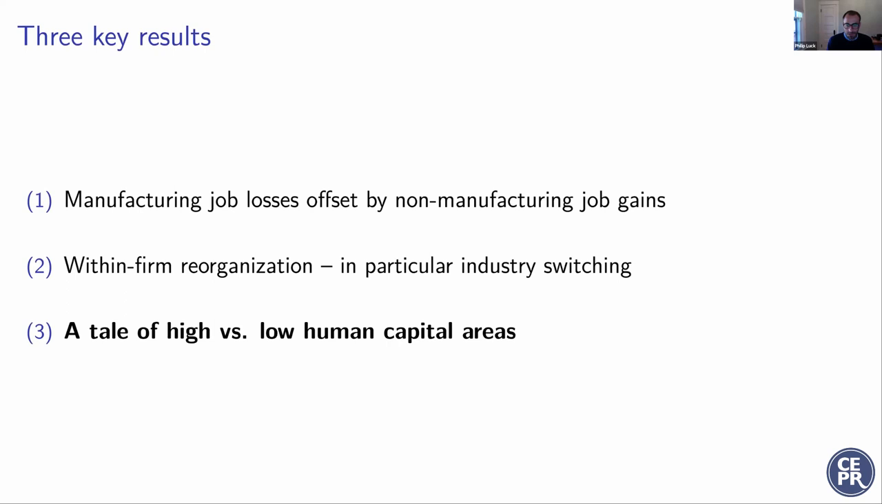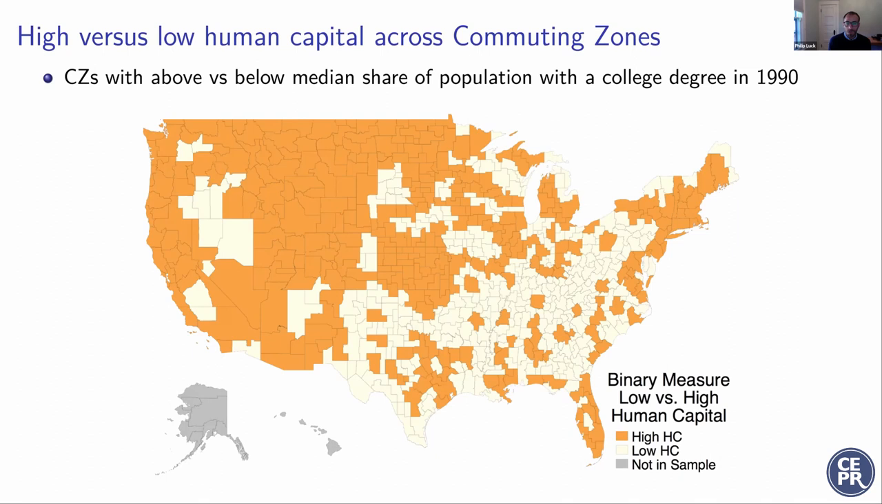We're simply going to estimate the effects of import competition across these margins, cutting very broadly by high and low human capital areas. And we're going to define human capital very simply. We're just going to look at the concentration of college-educated workers before the China shock, so basically college education share in 1990. Just to give you a simple picture of what that looks like, the orange areas are high human capital areas. The yellow is going to be low human capital.